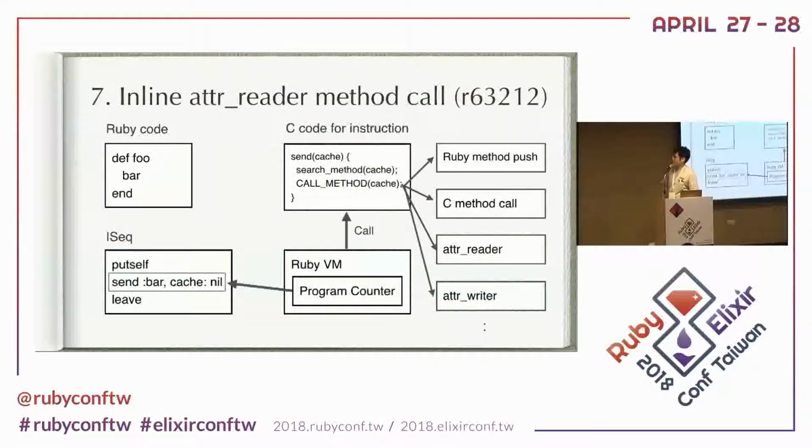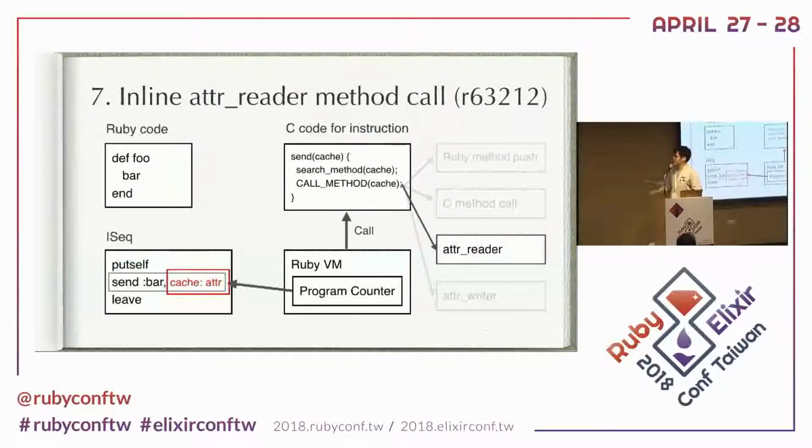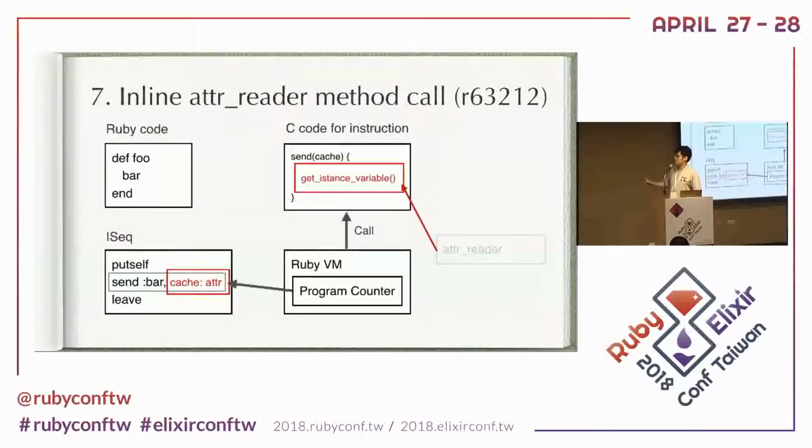Then I also inlined the attribute reader in the JIT. There are many types of methods in the Ruby VM, like Ruby methods, C methods, attribute readers, or attribute writers. After Ruby method push, I also inlined the attribute reader. So when an attribute reader is called, the operand of the send instruction will take the cache. And if we have a cache in it, the JIT compiler can detect the method is an attribute reader, and we can just inline getting the instance variable.